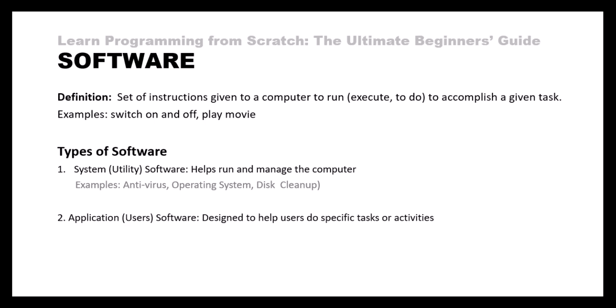The second type of software that we're going to look at is called application software, or sometimes called user software. So these are software that are built in such a way that they are specifically meant for users. Okay, they are installed on the computer for the user to be able to do a certain task or an activity. They don't do any sort of computer maintenance. Examples of these types of software are, let's say, a browser. A browser helps the user to surf the internet.